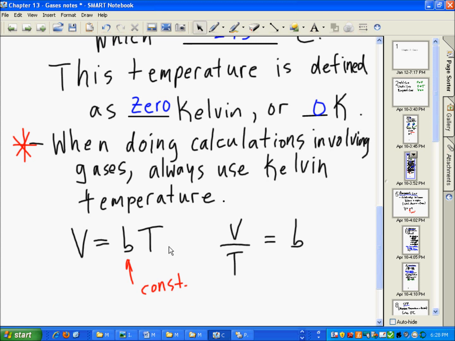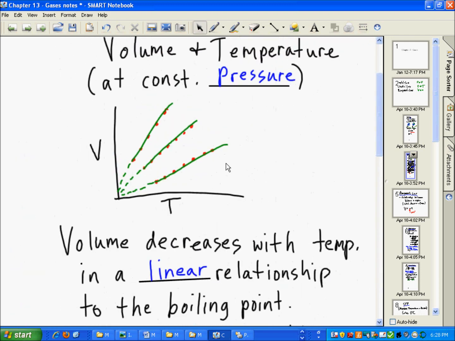Mathematically, we would express this equation as volume equals a constant times the temperature. Again, this constant is constant for a given set of conditions. Or you could rearrange it like that. What number goes in the constant? The constant will be the slope of this graph. It's constant, but only constant for a given set of conditions.